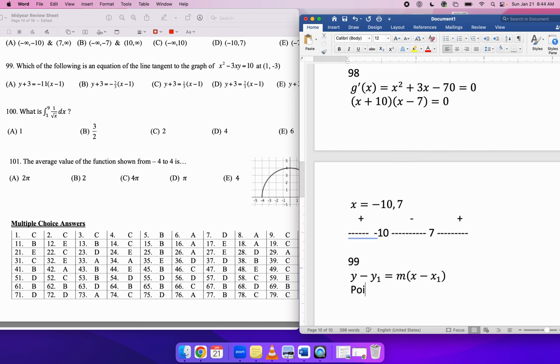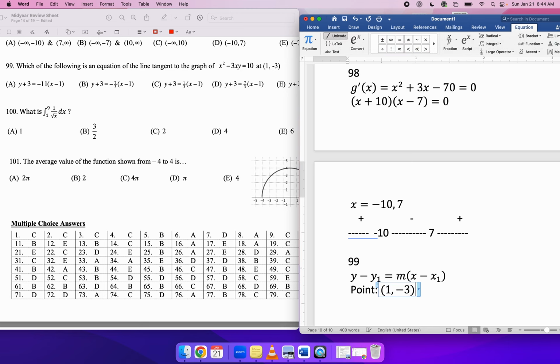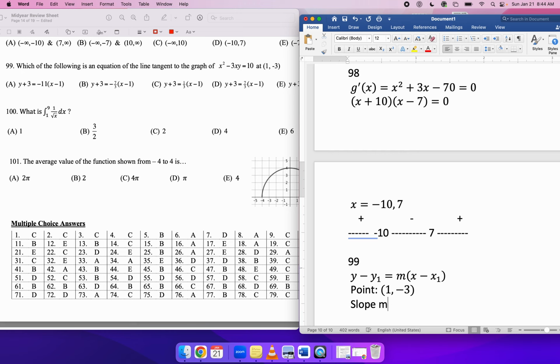So of course you need two things. You need a point on the line, which they give to you. It's just 1, negative 3, and you need the slope of the line, m. Well, that's harder, right? You need to find a formula for y prime first, and then see what the slope is at this point.